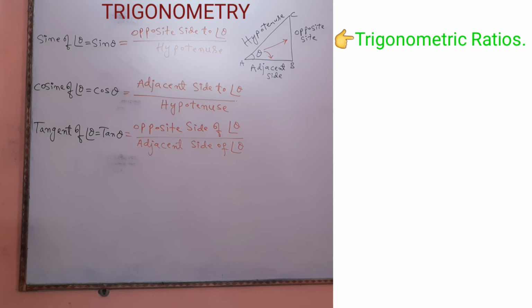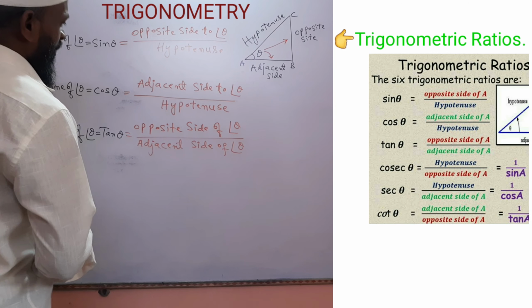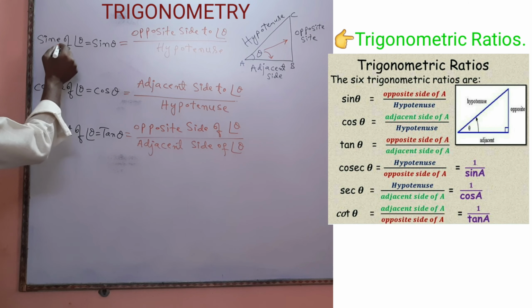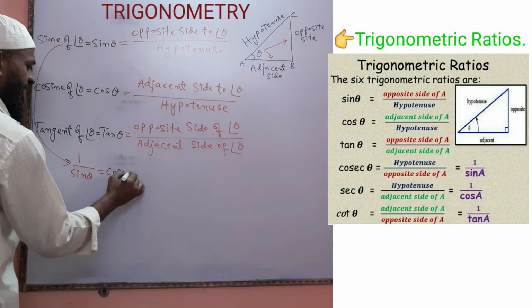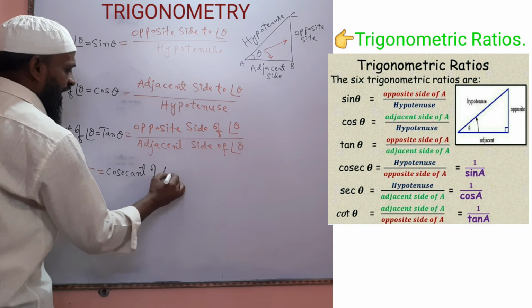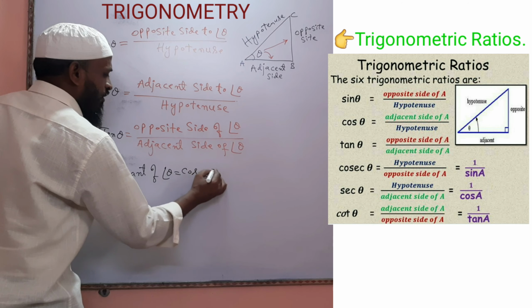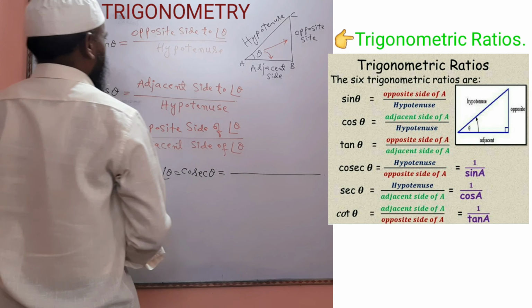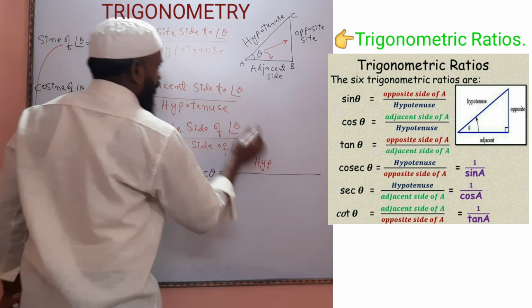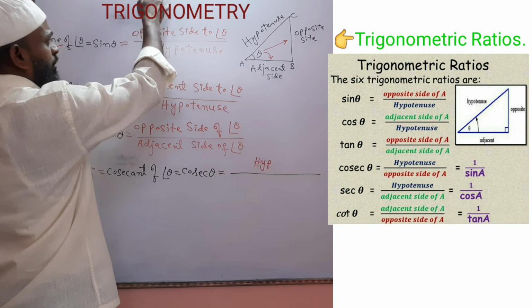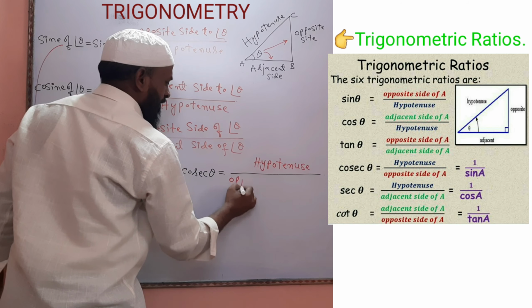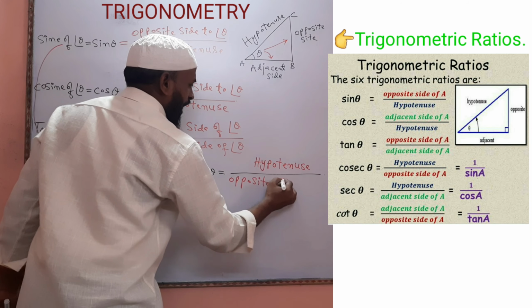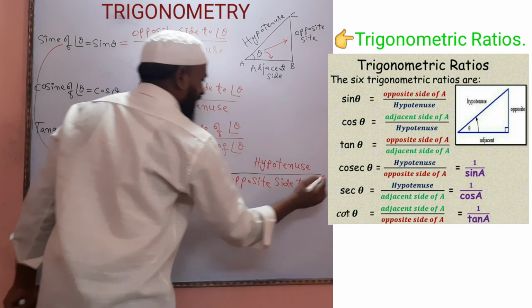The other three trigonometric ratios are very simple. If we take the reciprocal of sin theta, meaning 1 by sin theta, this reciprocal is called cosecant of angle theta, simply says cosec theta. So we can write cosecant of angle theta as the reciprocal: the denominator goes in the numerator, hypotenuse by opposite side of angle theta.